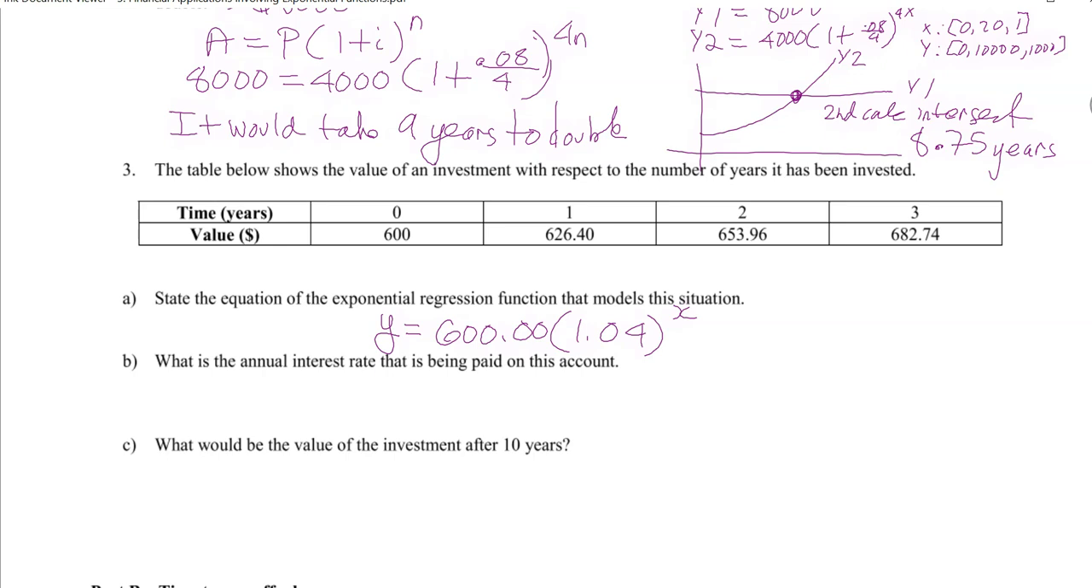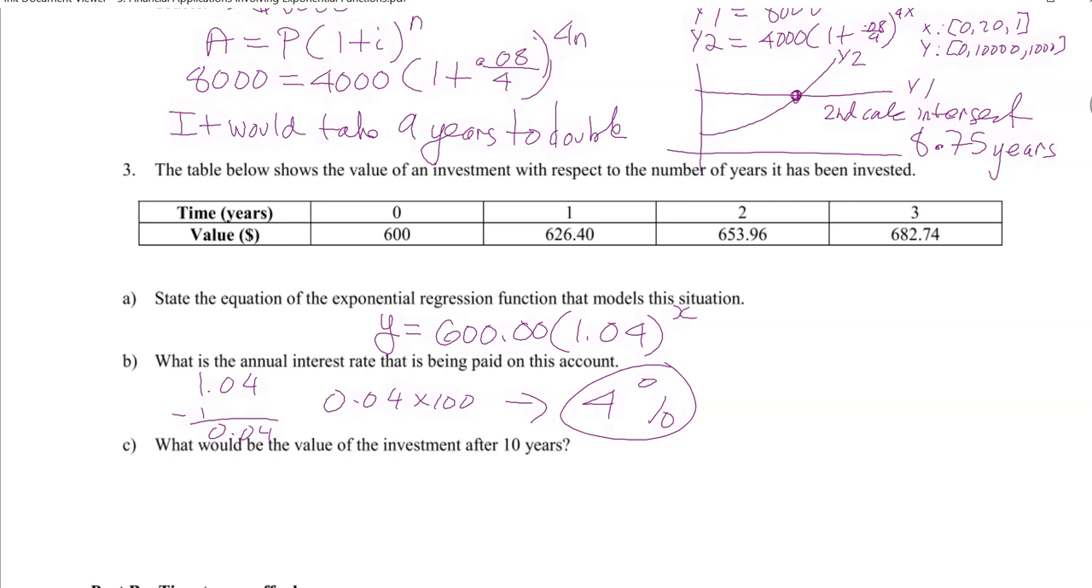What is the annual interest rate that's being paid on this account? How much? 4%, right? So we go 1.04 minus 1 is 0.04. Take 0.04 times 100, turn it into a percent, 4%. Okay, you can just state that. You don't need to, I didn't say determine or anything.